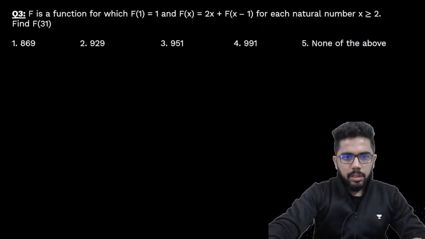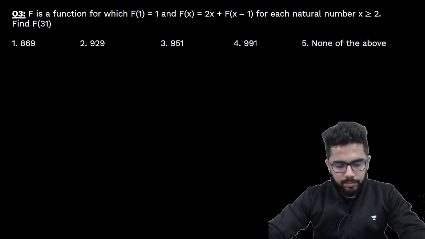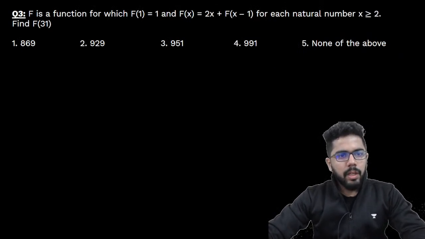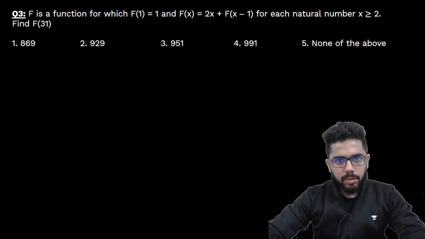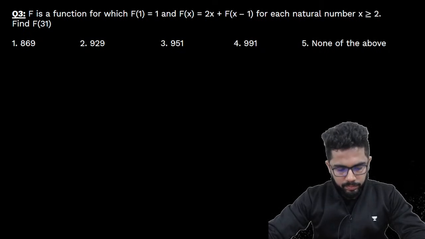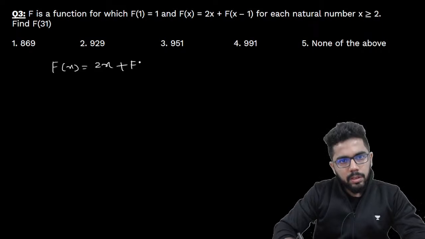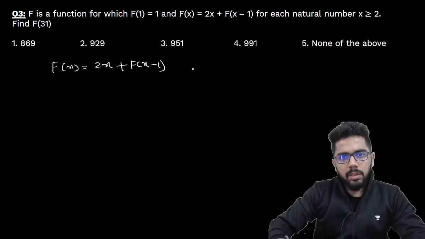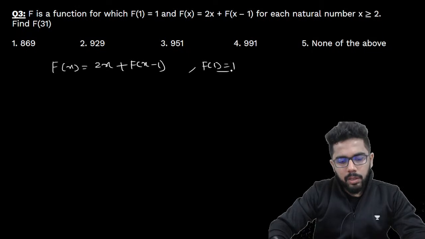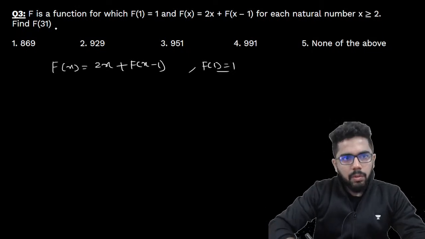Okay, next question is a function question. Try this one. F is a function in which f of 1 is 1 and f of x is 2x plus f of x minus 1, and we have been given f of 1 is equal to 1. We have to find what is f of 31.